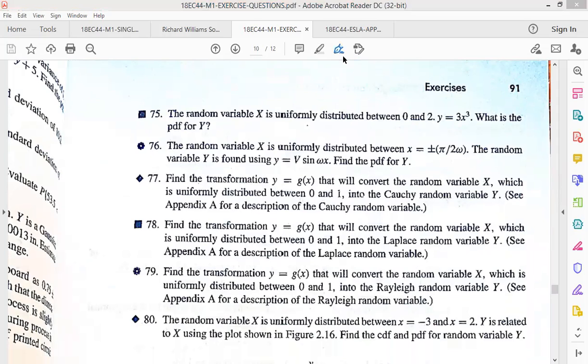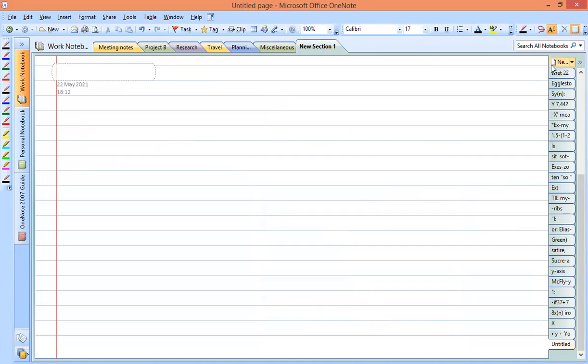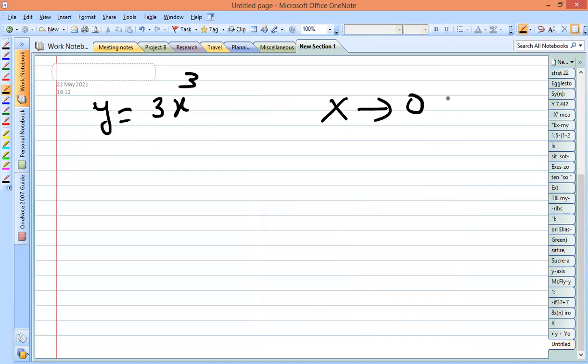So how are we going to solve this? I'll just open a new notebook. Here we have the transformation function given as y is equal to 3x cube, and also it says that x is distributed between 0 and 2. Using this data, you need to generate the PDF for the variable y. Using this, you have to write the reverse process. What is the reverse process equation?